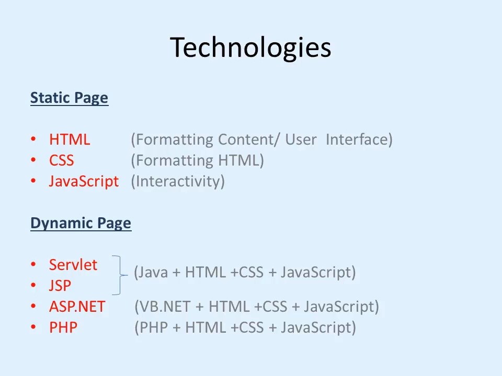Now when we come to dynamic pages, here you can see an example. The technologies used are Servlet, JSP, ASP.NET and PHP. Now Servlet and JSP have HTML, CSS, JavaScript plus Java. So the trick here is that you have to mix all these things together to develop a web page. And ASP.NET may have VB.NET or C#.NET plus HTML, CSS or JavaScript. Similarly, PHP, some PHP language, and then HTML, CSS and JavaScript.